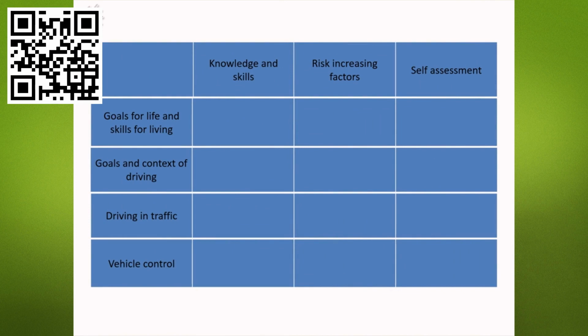Level 1 is vehicle manoeuvring and handling. Level 2 is integrating with other road users. Level 3 is the goals and context of the journey. Level 4 is goals for life and skills for living.